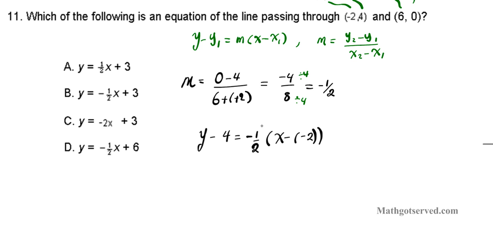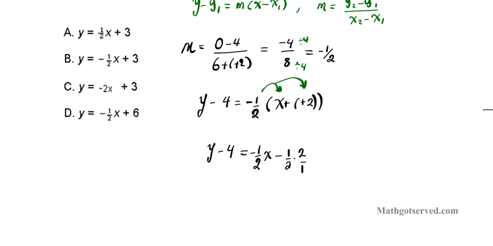So first step is to distribute negative 1/2 to the x and this term right here. So we have y minus 4 equals negative 1/2 x. Now this is a plus 2, right? Because minus times a minus makes it a plus. Negative 1/2 times positive 2 is negative 1/2 times 2, and you can put it as 2 over 1. Remember, whenever you're multiplying and the signs are different, you always end up with a negative. So you have y minus 4 equals negative 1/2 x, and the 2s divide out, minus 1.